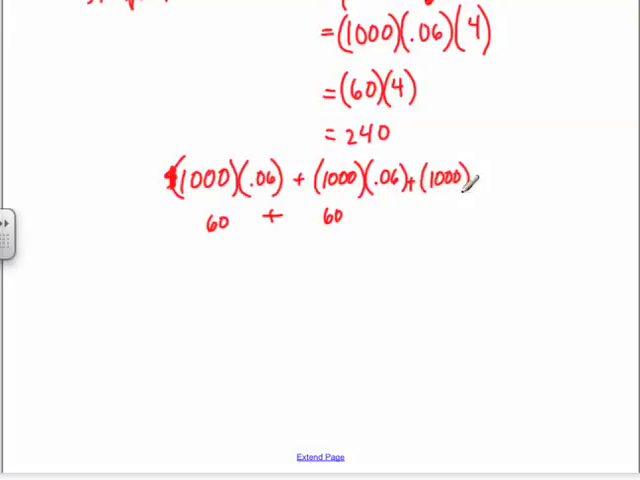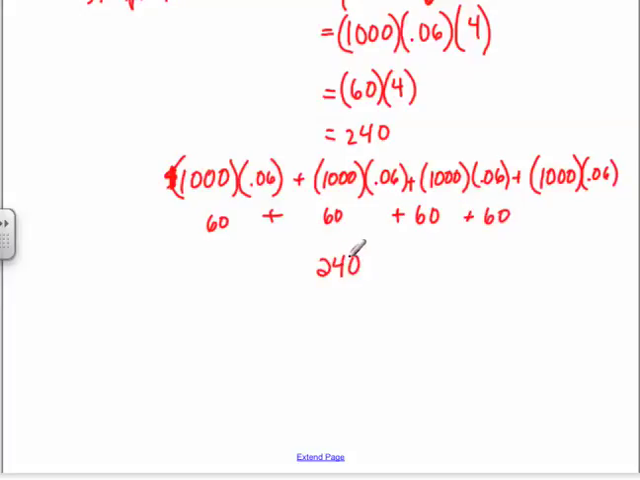Okay, Mr. C, we get the point. Why are you wasting our time doing this? I don't know. Maybe it's because I like writing on this board. Maybe that's what it is. Times 1,000 times 0.06, and then I get 60 again. When I add all that up, I'm going to get 240.